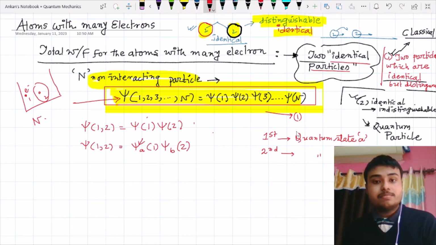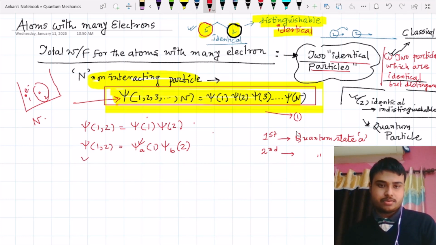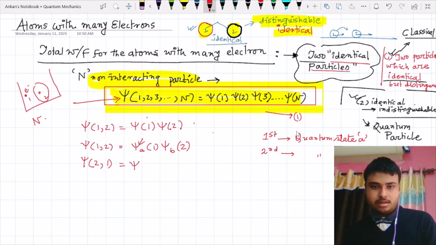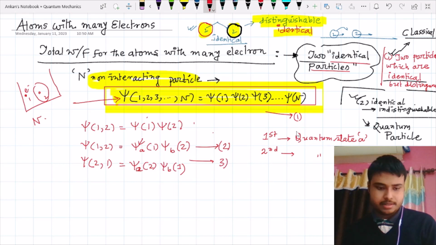Now, if the second particle is in quantum state A and the first particle is in quantum state B, then we can also write psi 2 1 as psi A 2 psi B 1. So these are the two equations we obtained here.